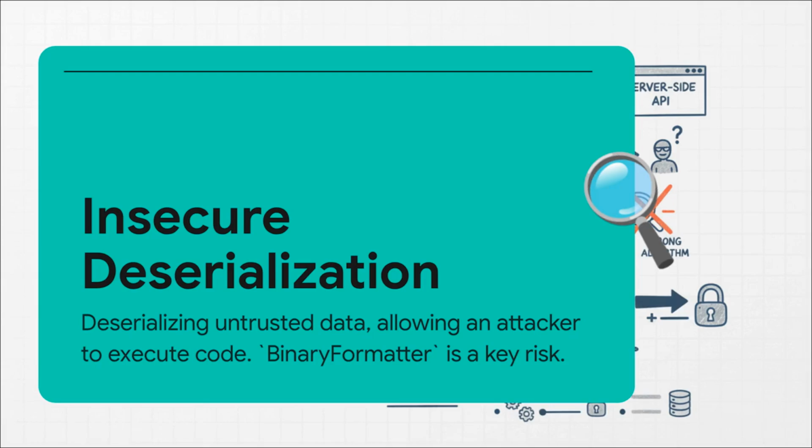Listen, if you see BinaryFormatter anywhere in your codebase, you need to treat it like a 5-alarm fire. This thing is so dangerous. An attacker can create a specially crafted piece of data that when your app tries to deserialize it, doesn't just turn into an object, it executes code on your server. We're not talking about stealing some data here. We're talking about giving an attacker a command line on your production machine. There's a reason Microsoft marked it as obsolete. Get rid of it now.